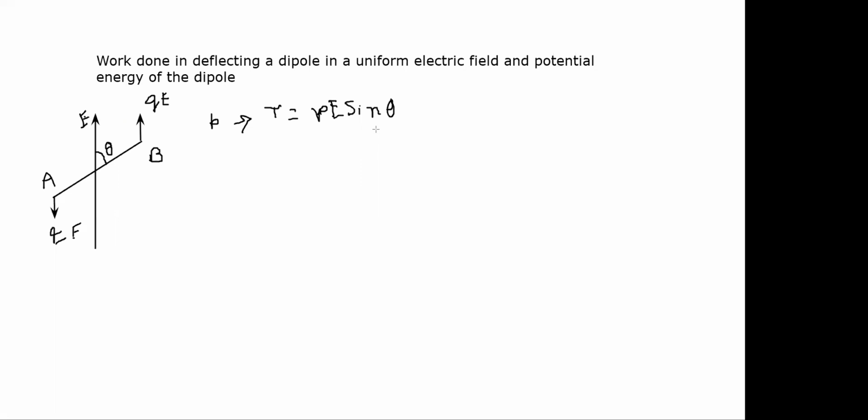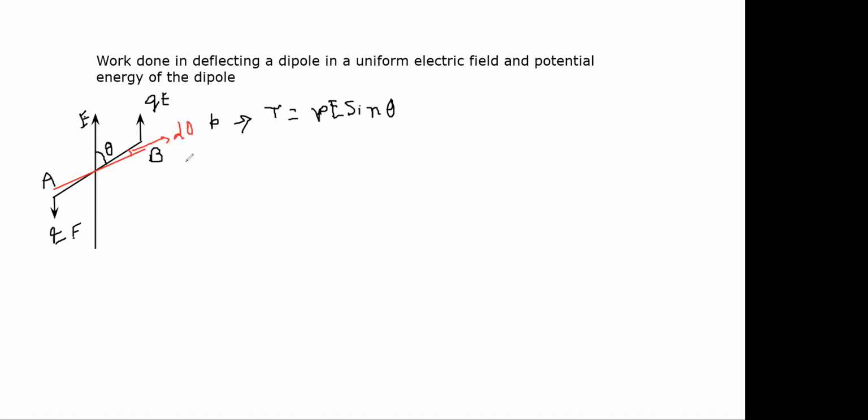Now, work done by an external agent to deflect it from angle theta to theta plus d theta. We will assume that this dipole is slightly deflected from theta to theta plus d theta. This is a very small angle d theta, by which it has to be deflected.